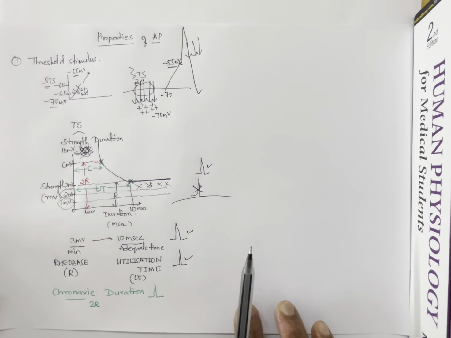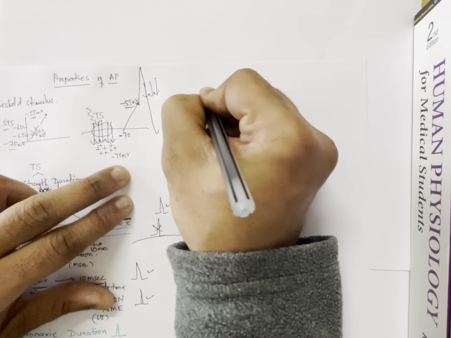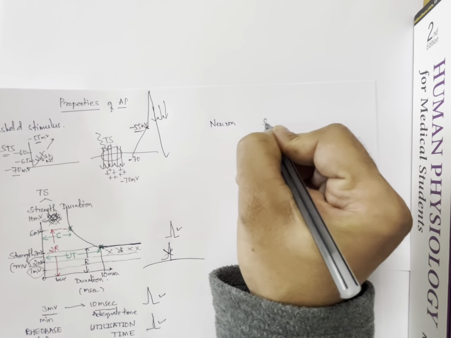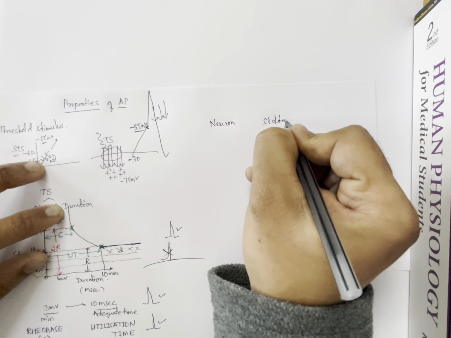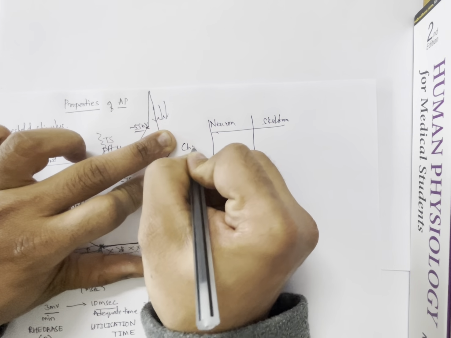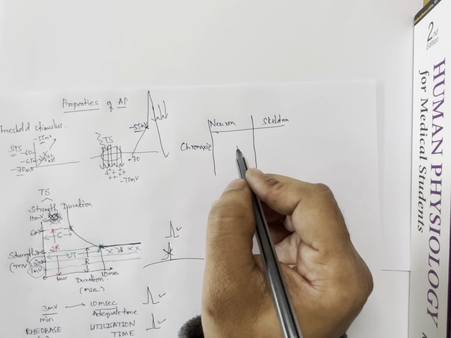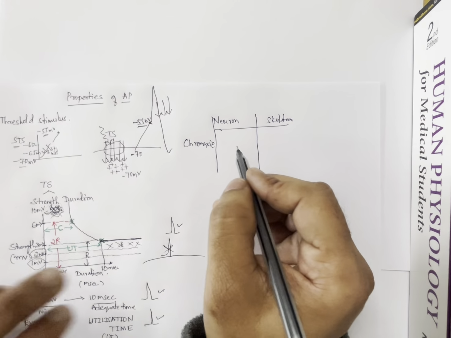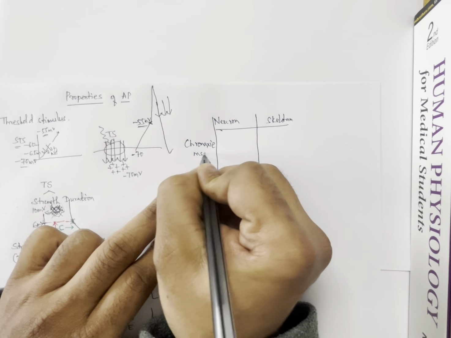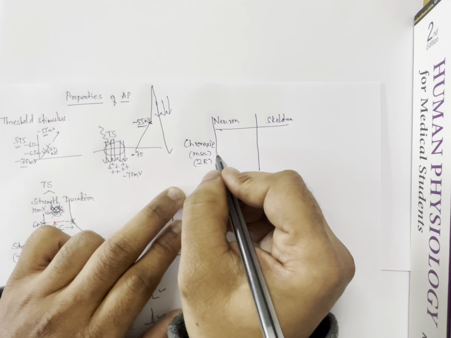Consider there are different excitable cells like nerve cells, neurons, and skeletal muscles. You can compare the values of chronaxie between the neurons and skeletal muscles. Chronaxie is a duration, in milliseconds, for which double the rheobasic strength current is applied to generate an action potential.